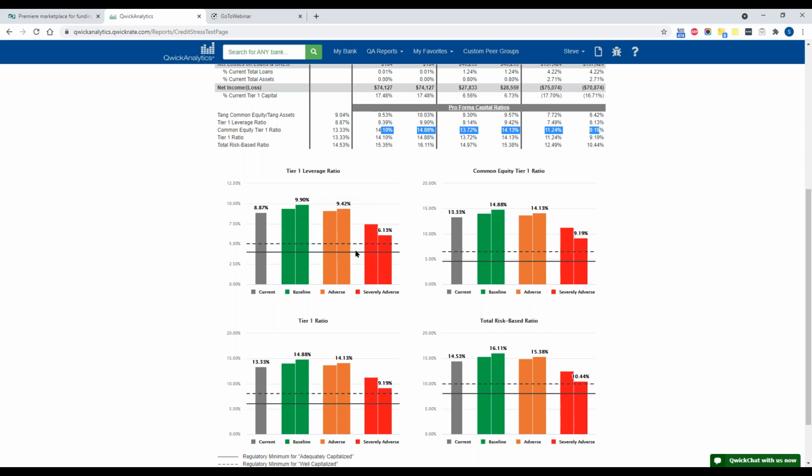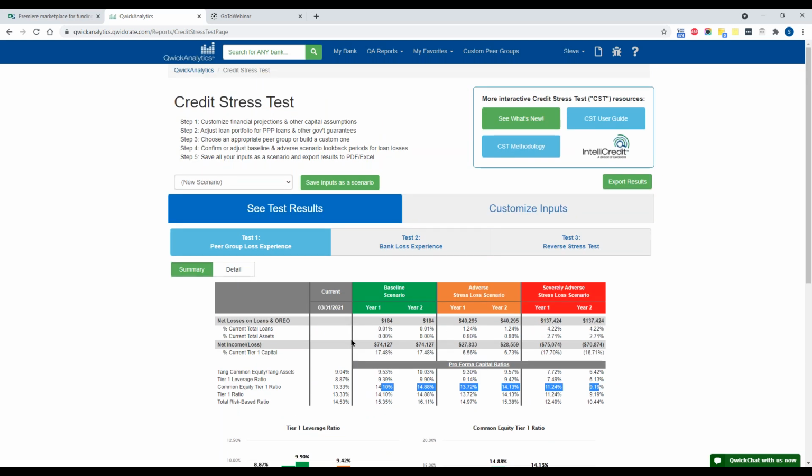And the goal here is that even in the worst case scenario, 2 years out, we still have enough capital to be considered well-capitalized or adequately capitalized. That's the goal of this type of test. And that's exactly what this institution is able to do: just barely stay above well-capitalized in all four of their major risk-based capital ratios. And so now I'm going to hop over to the second test.